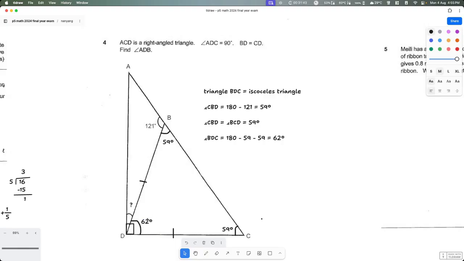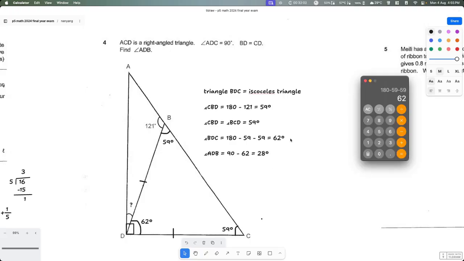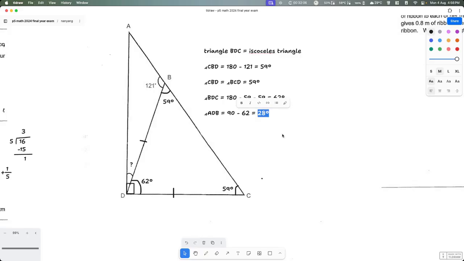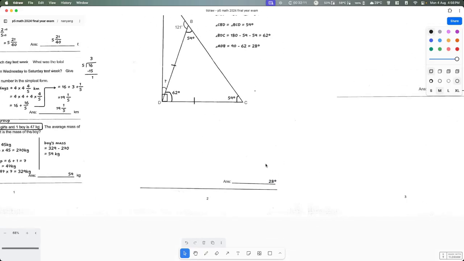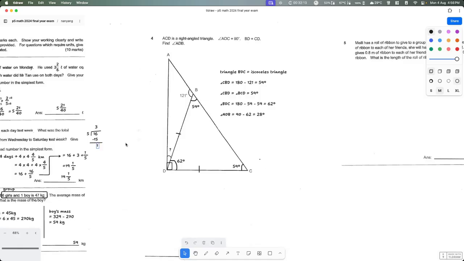So from here, we can know what angle ADB is. Angle ADB is equal to 90 minus 62, and this will give us 28 degrees, if I'm not wrong. Okay, let's use the calculator. 90 minus 62 is 28 degrees. So the answer to this is 28 degrees. I'm going to put the degrees over here like this. All right, so that's the answer, 28 degrees.